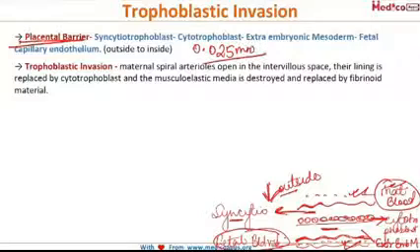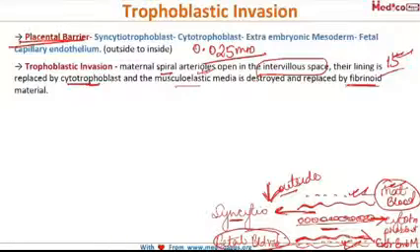Now, let's come to the trophoblastic invasion. What is this? The maternal spiral arterioles open into the intervillous space on the 15th day after fertilization. Now, the lining of these spiral arterioles is replaced by the cytotrophoblast, and the musculoelastic media is destroyed and replaced by the fibrinoid material, that is, the degeneration of the syncytiotrophoblast.